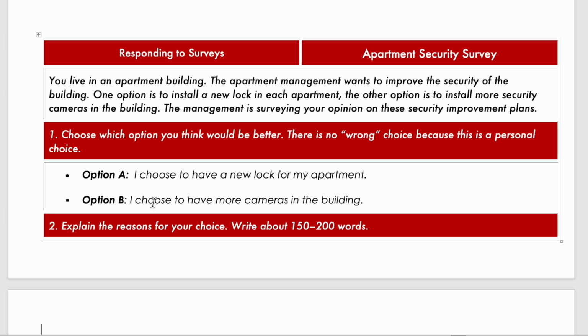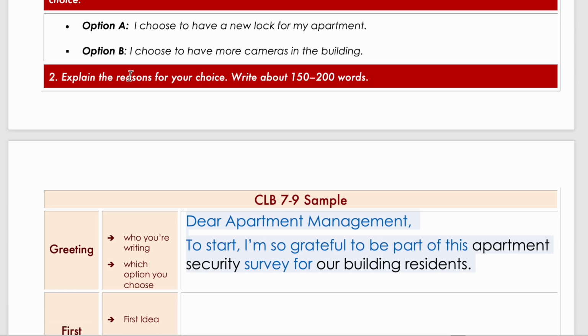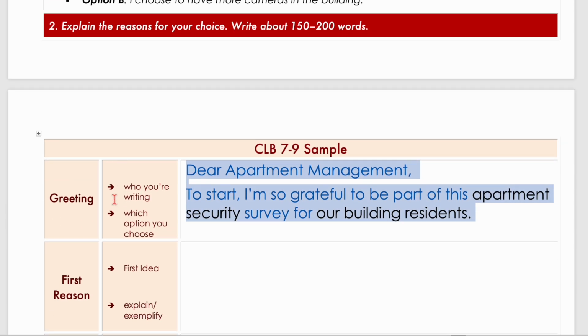So let's start with our first sentence, which is the greeting. Who you're writing: Dear apartment management. To start, I'm so grateful to be part of this apartment security survey for our building residents. I would say in the greeting, there's nothing really that we should worry about. We want to just make sure that we introduce everything strongly. Don't forget, everyone, that I am using structure and all my structure is in blue. It means we can always start like that.